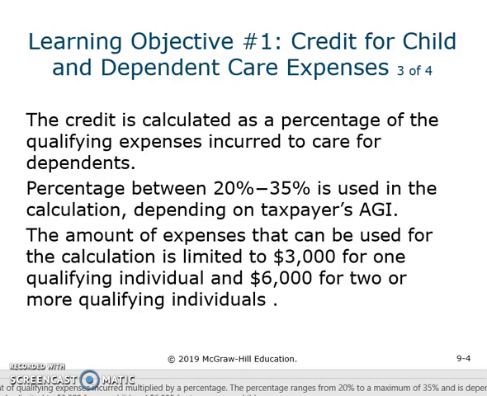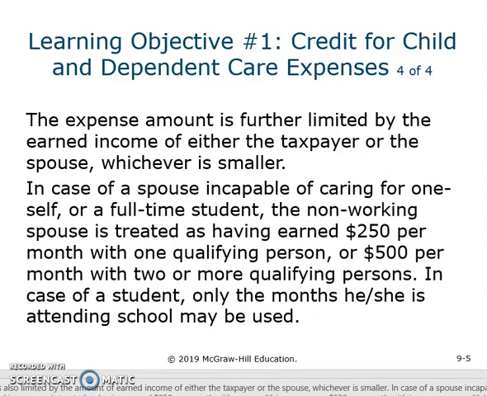The credit is calculated as a percentage of the qualifying expenses that are incurred to care for that dependent. The percentage of the deduction is between 20 and 35%, and that's going to be depending on the taxpayer's AGI. The amount of expenses that can be used for the calculation is limited to $3,000 for one qualifying individual or $6,000 for two or more qualifying individuals. The expense amount is further limited by the earned income of either taxpayer or the spouse, whichever is smaller.